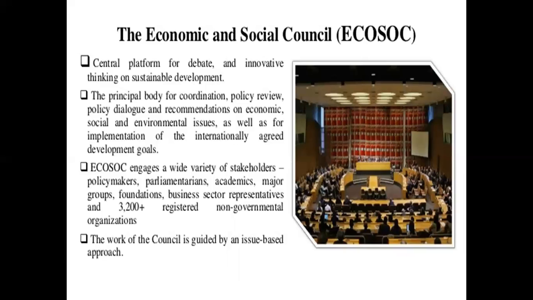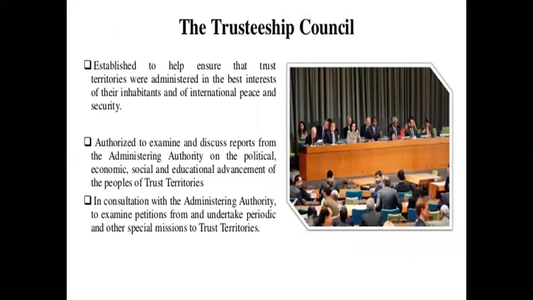Economic and Social Council (ECOSOC). The Economic and Social Council is the principal body that deals with economic, social, and environmental issues. It has 54 members elected by the General Assembly for a period of 3 years. It is the UN's central platform for reflection, debate, and innovative thinking on sustainable development. It meets twice a year.